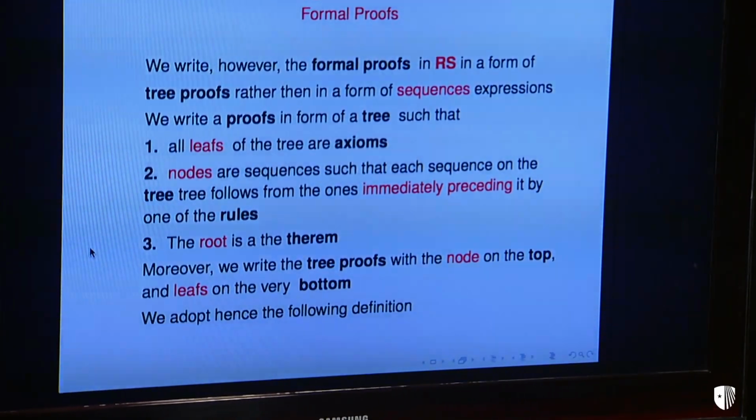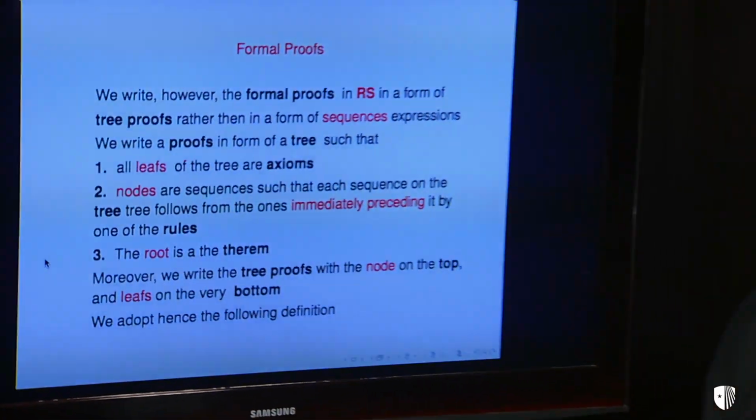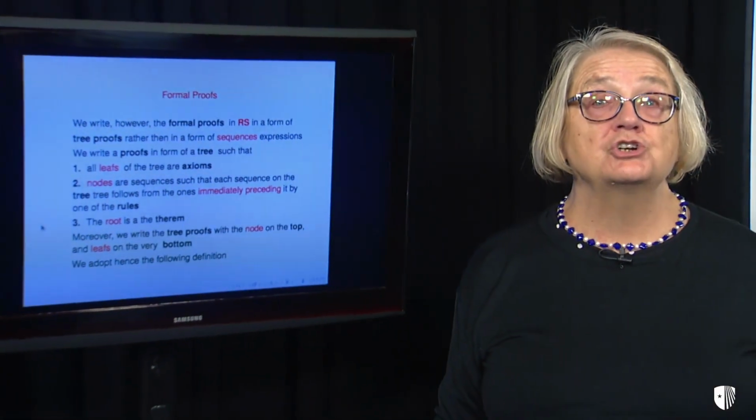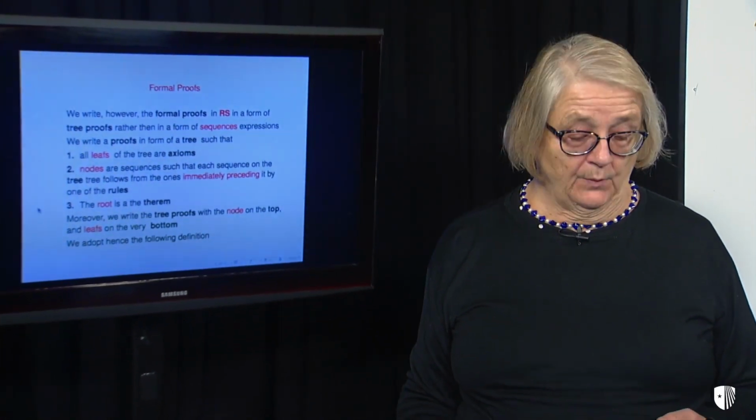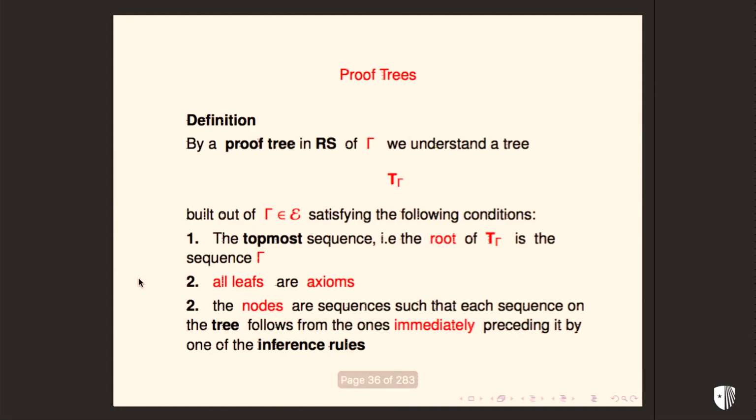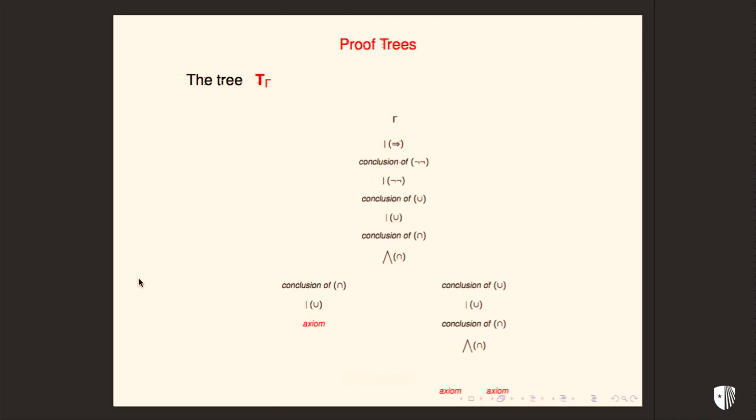And now we introduce a new notion of a proof, which is called a tree proof. So instead of writing sequences, we will be writing trees. And I will show you, for example, how our proof would look like that. It means that you have an axiom, and you apply the conjunction rule, and this is the conclusion of the conjunction rule.